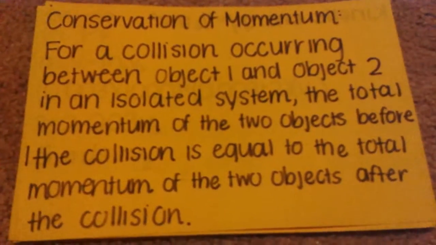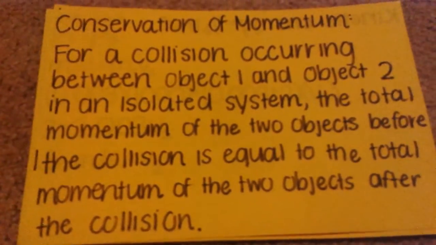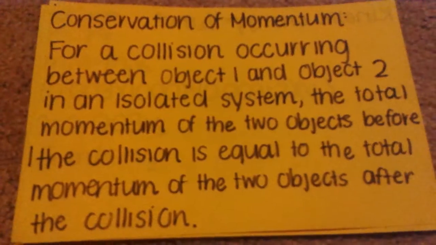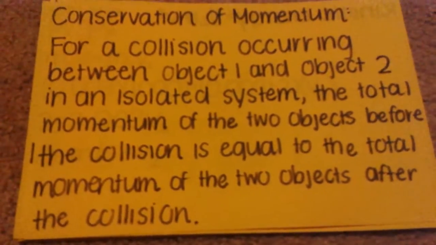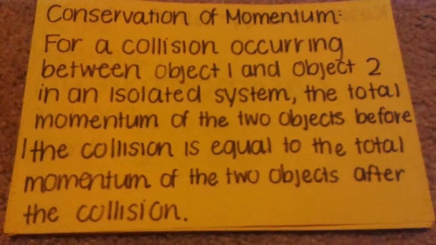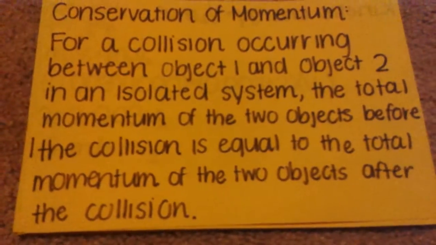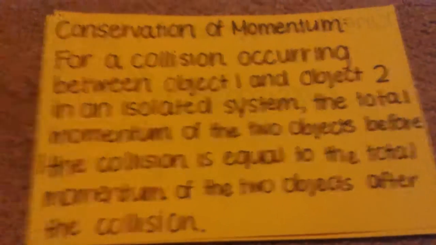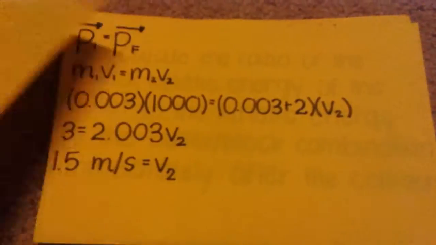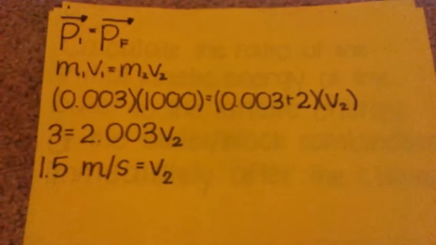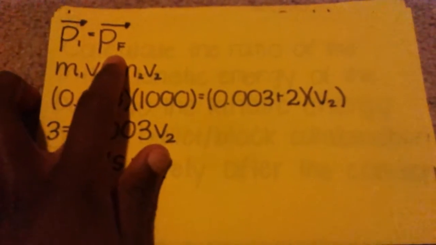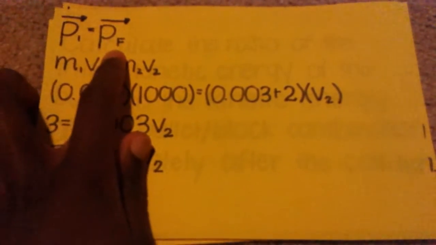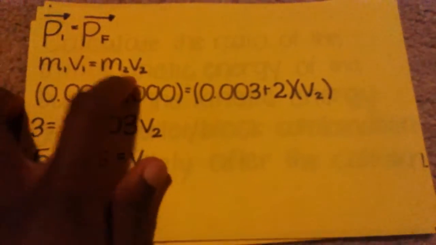The conservation of momentum tells us that for a collision occurring between object 1 and object 2 in an isolated system, the total momentum of the two objects before the collision is equal to the total momentum of the two objects after the collision. We can apply this to solve for v. By setting the momentum of the objects before the collision equal to the momentum of the objects after the collision, we can solve for v.